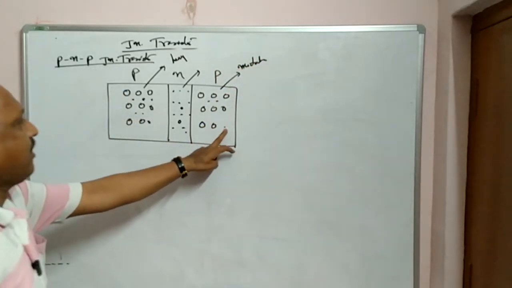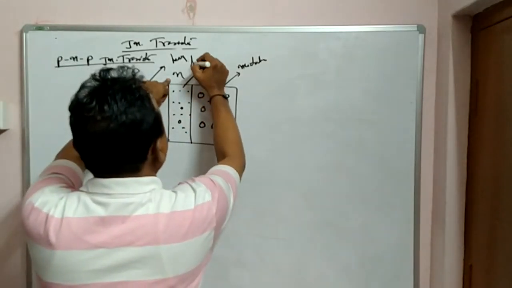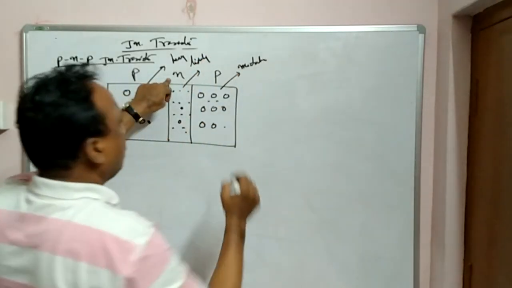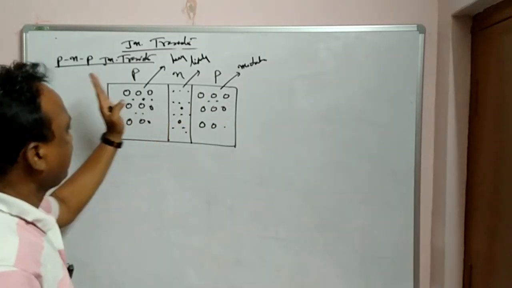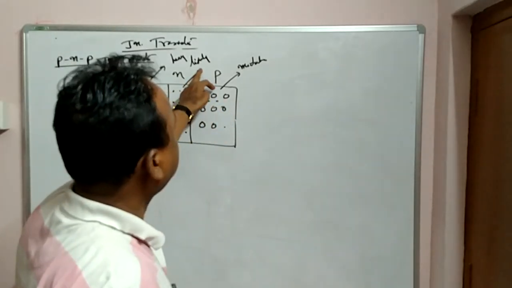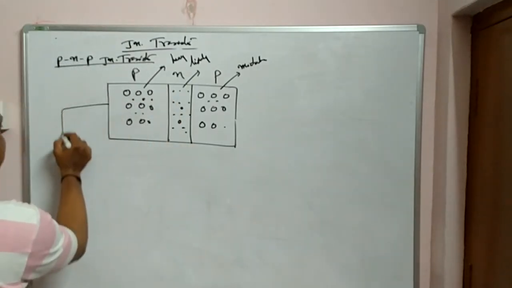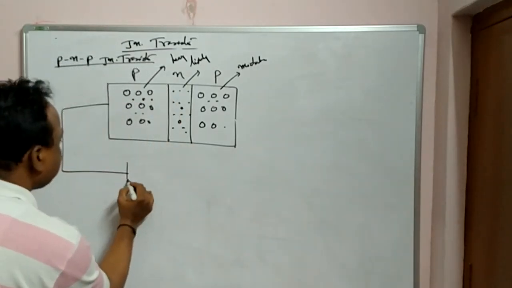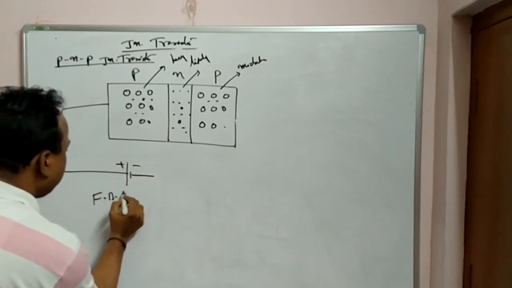This is moderately doped, heavily doped, and lightly doped. Doping means adding impurity in P type. Heavily, moderately, and lightly. So you can see the width is very less here. And always you can see the left side is forward bias. Left side is forward bias condition.